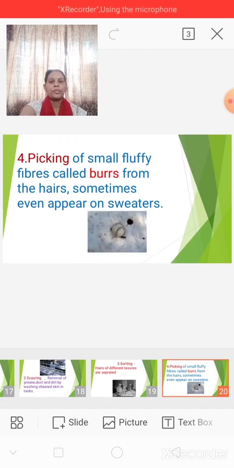Fourth step comes up, which is your picking. Now what do they pick? They pick up the burrs. Now the question comes up, what is a burr? Now the burrs are the small fluffy fibers which are present on the hairs.